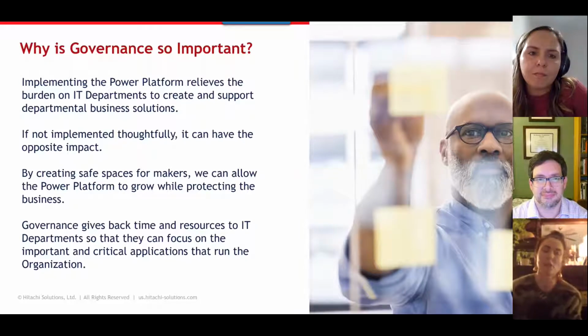So why is governance so important? We've implemented Power Platform, and a lot of the things that we wanted to do is basically creating those solutions for our users to build without having to purchase something.